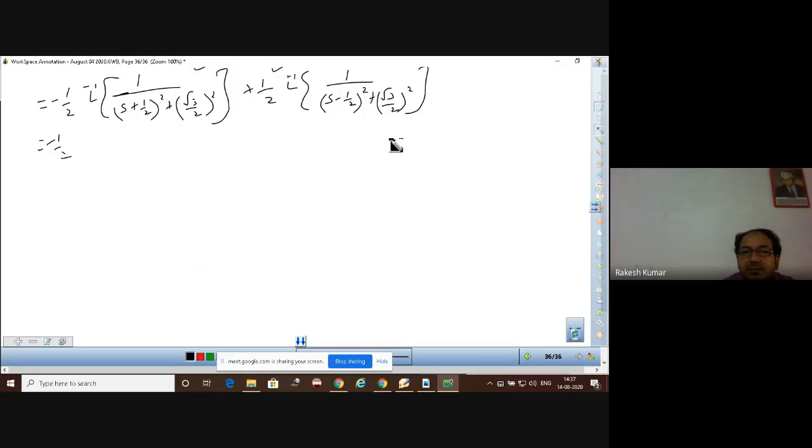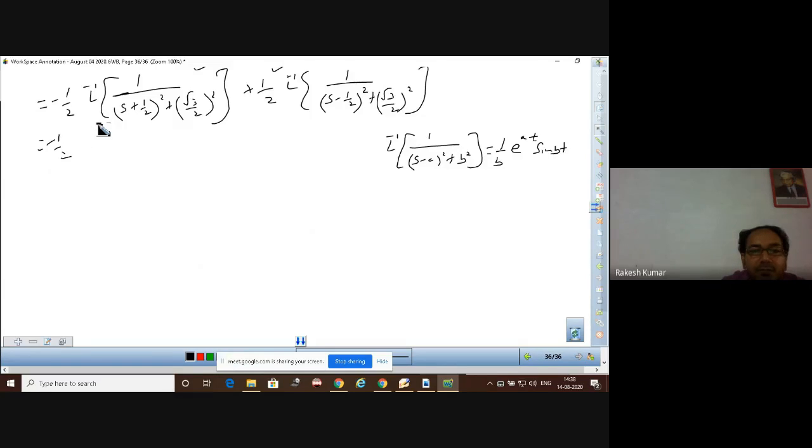Laplace inverse of 1 over s minus a square plus b square. What will it be? 1 over b e raised to power at sine of bt. So this is the formula, and we need to use this formula. You see, there is a plus sign and a minus sign. Then it means a comes out to be negative 1 by 2. What will it be? That is e raised to power minus 1 by 2.